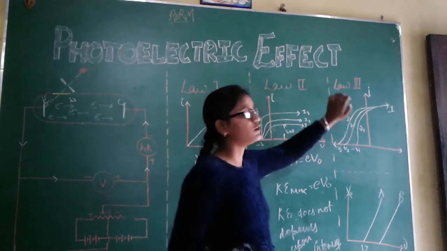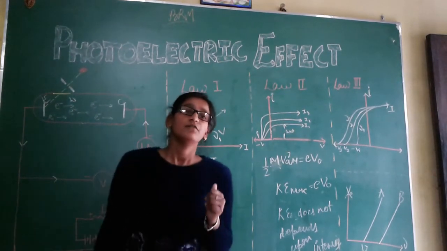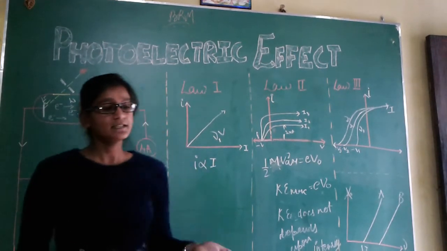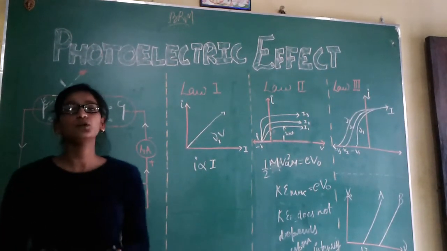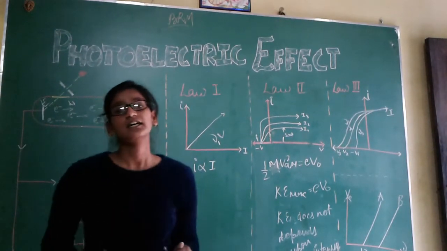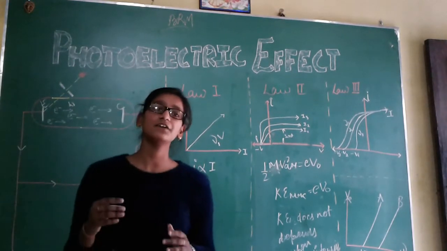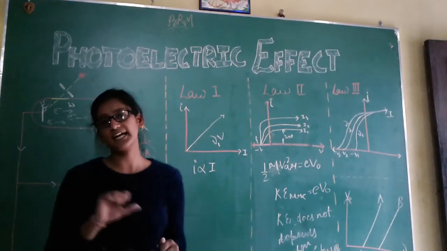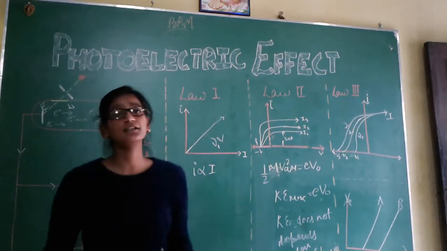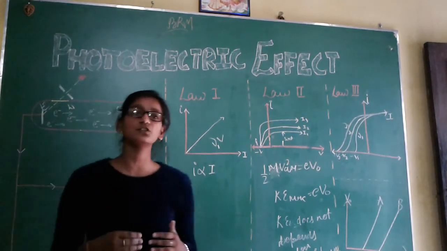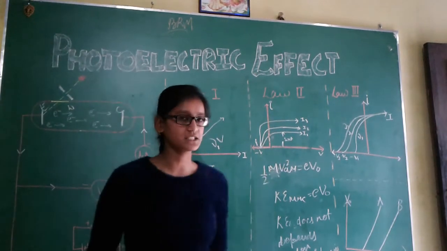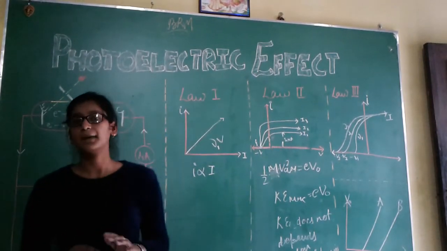Now comes to the third law. Our third law says that kinetic energy increases with increasing frequency, but it cannot be explained by the wave theory, as if we put a certain frequency for a longer time on the metallic surface, it should have enough energy to emit an electron from the metallic surface, but it is not so, as we have seen from our experiments. And the concept of threshold frequency should not be there according to wave theory, but it is, as we have seen from our experiments. So this law cannot be explained by the wave theory.